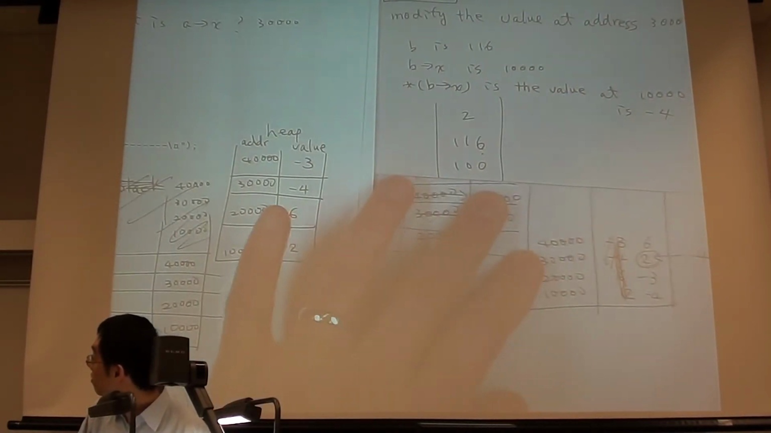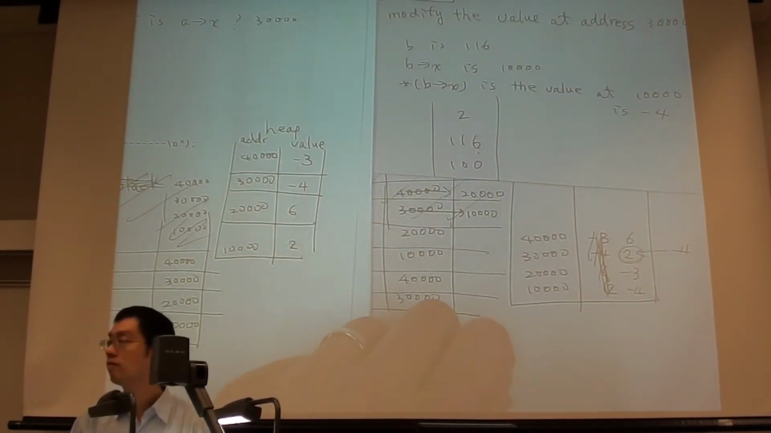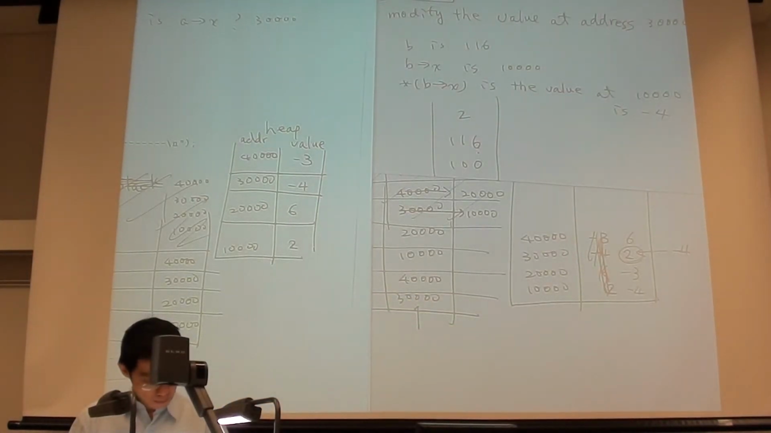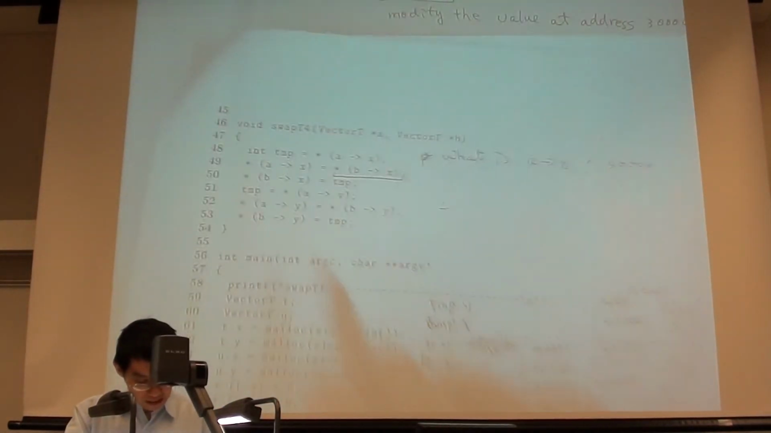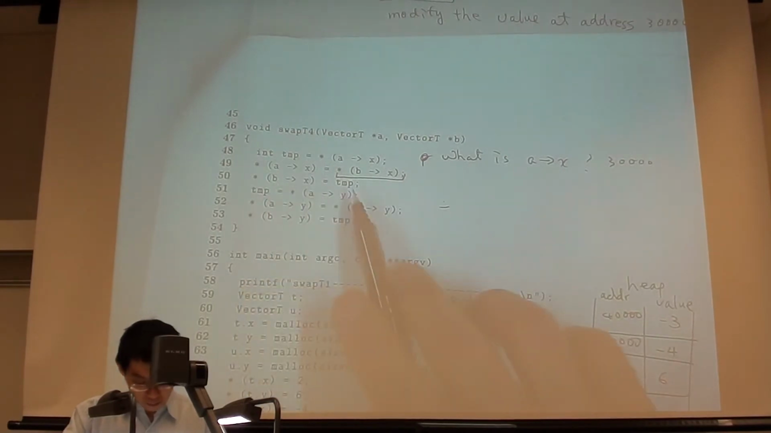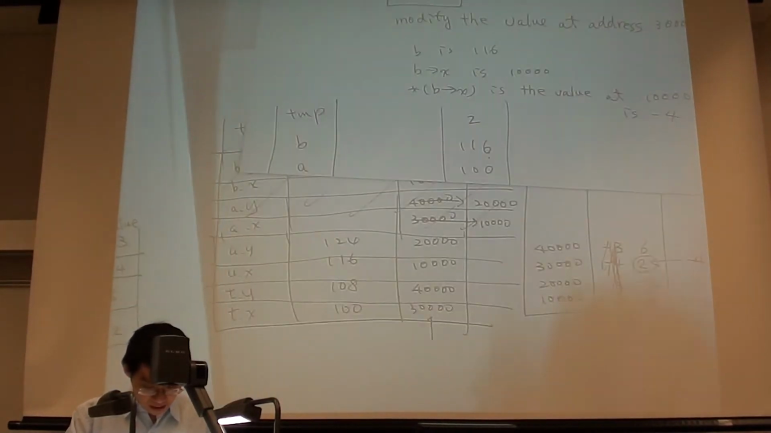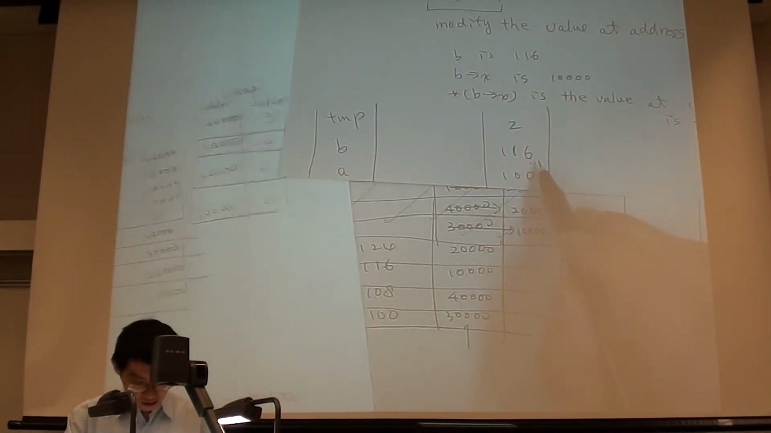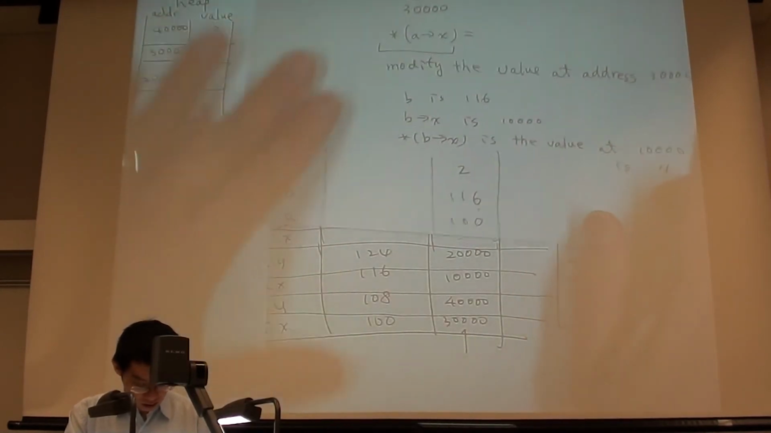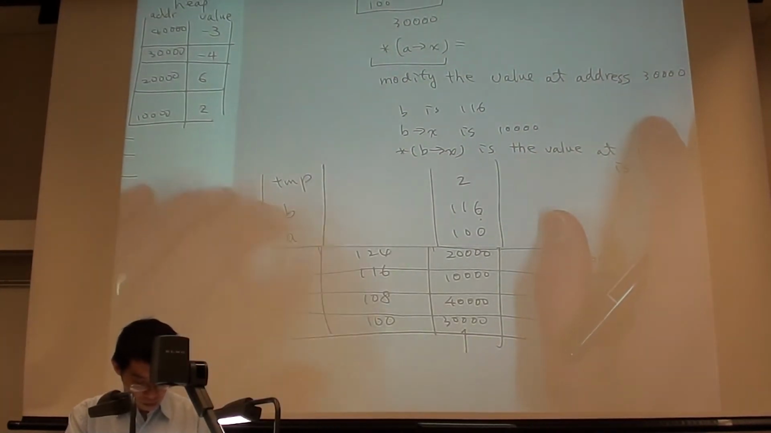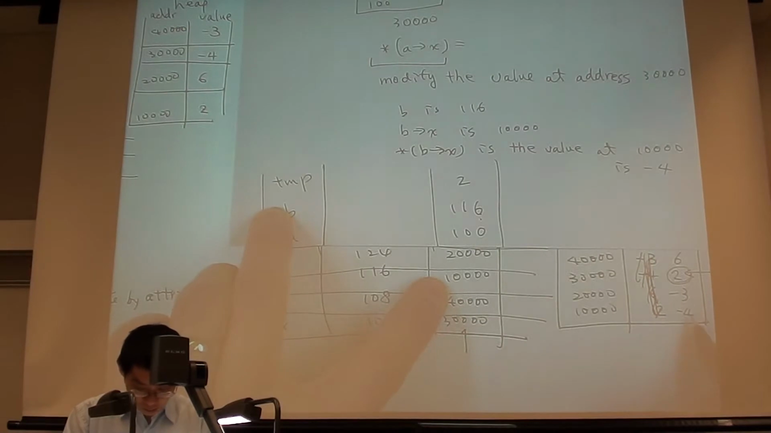Oh, you cannot see. And then you say B's X change to temp. Temp is 2. So B is 116. 116 come here, 10,000. So this becomes 2.